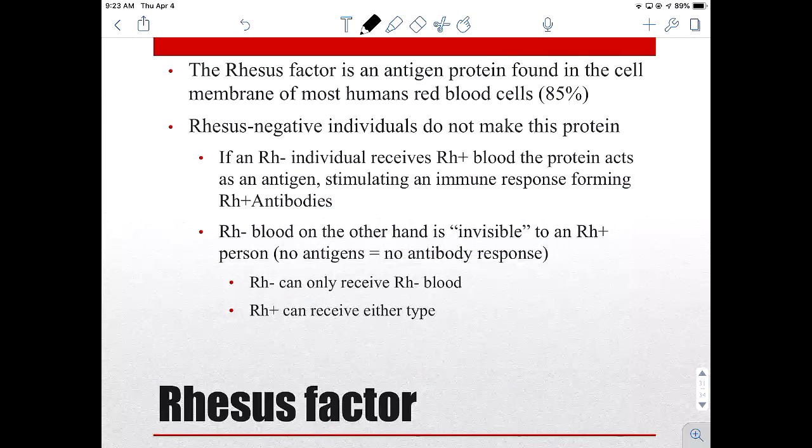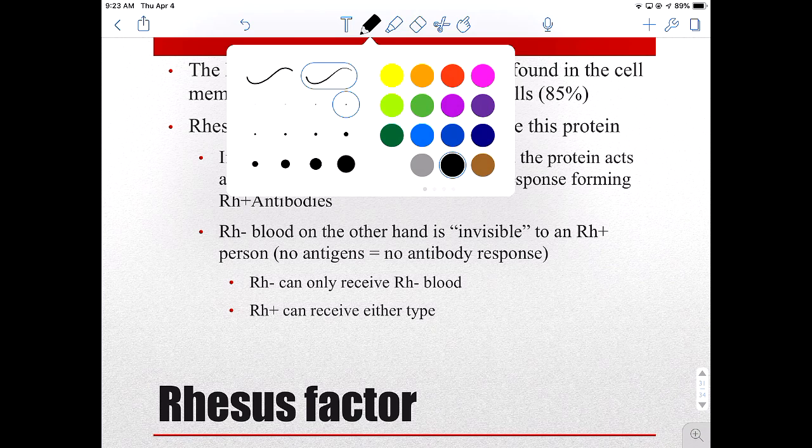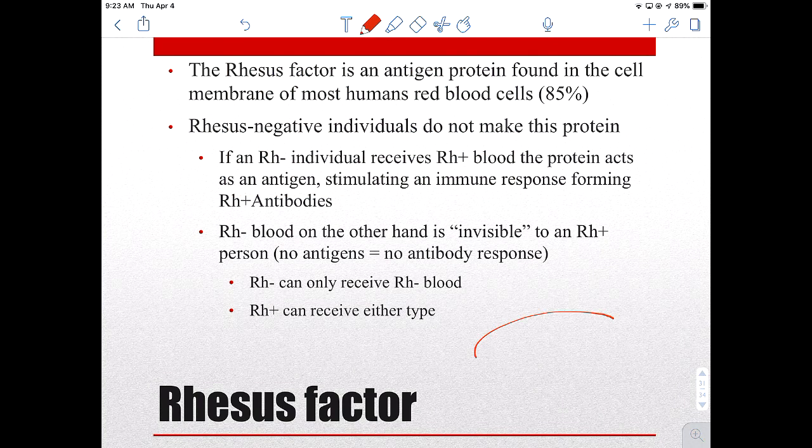So let's start with the Rhesus factor. This is an easier one. The Rhesus factor is an antigen protein that is found in the cell membrane of most humans. So most human bodies produce red blood cells that have something called a Rhesus factor on it. It's an antigen, it's a protein antigen that's on the outside of the red blood cell. So if we had to draw little cartoons, we would draw some sort of red blood cell like this, and a Rhesus positive red blood cell has little proteins on it that we can draw sort of little pluses.